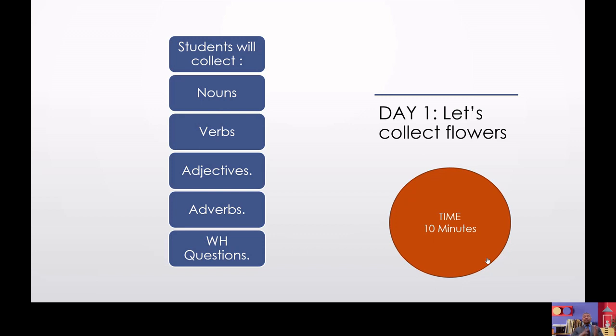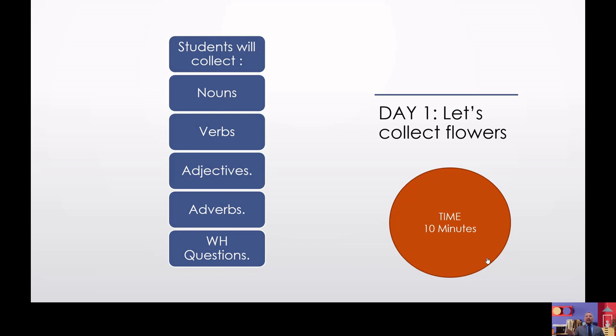The noun group will collect nouns, and the verbs group will collect verbs in the same 3 pages. The adjective group will collect adjectives, and the adverb group will collect adverbs. The WH group will ask questions using WH, without answering: what question, why question, how question, who question, where question, when question, and so on, or how much, how many. So in 10 minutes, you will collect many separate details about the vocabs.